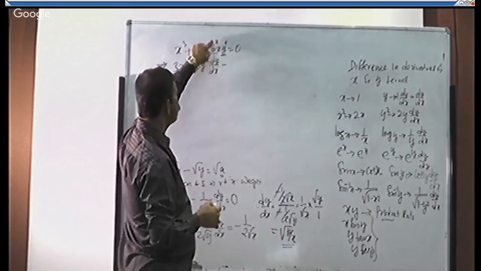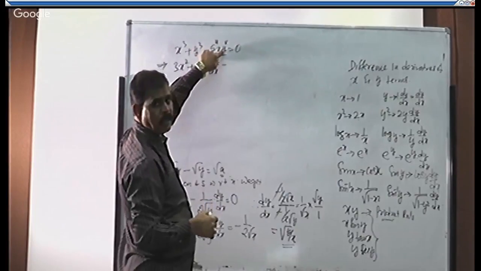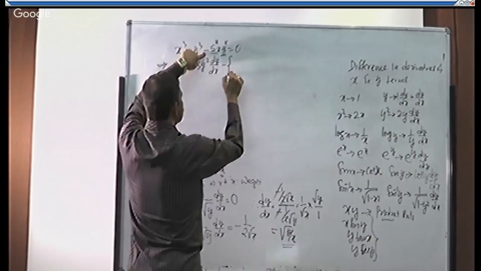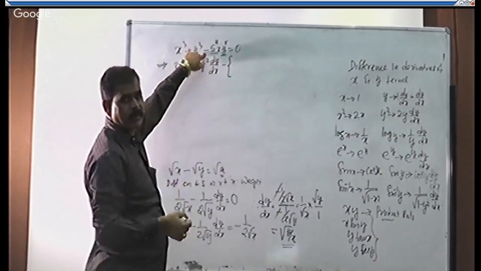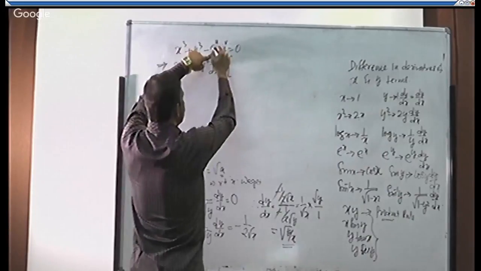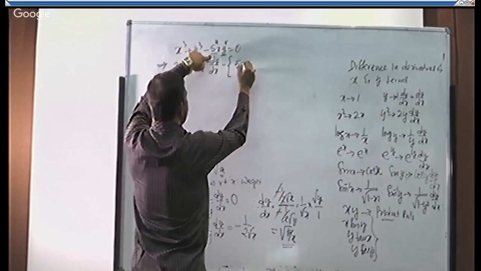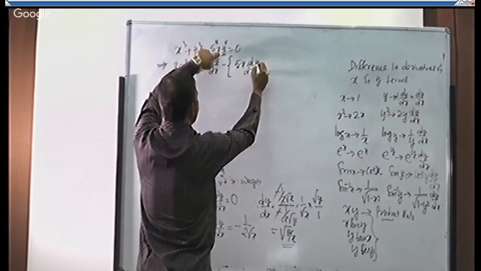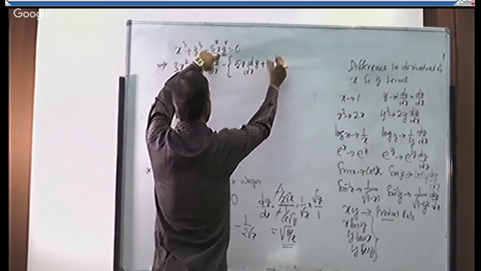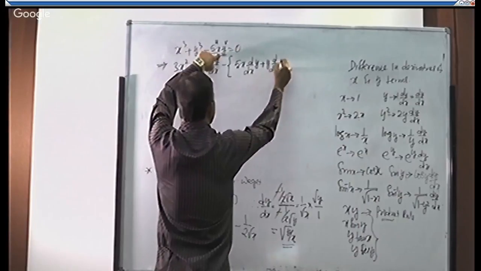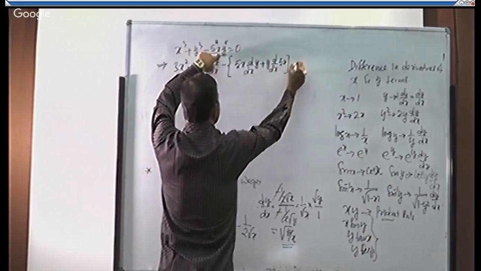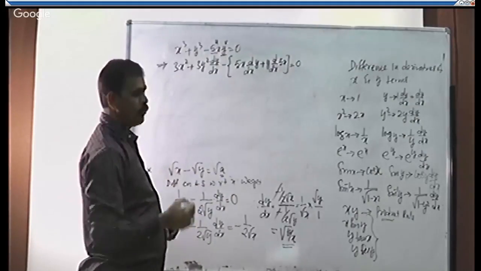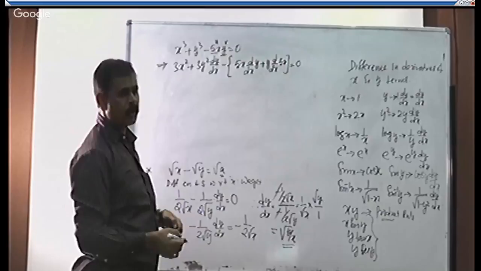Take 5x as u, y as v. Because of the minus sign, you put a bracket; otherwise it is not necessary. What the product rule says: u into d by dx of what? v. v is what? y. Plus y into d by dx of what? 5x is equal to 0. If x into y is there, you should use the product rule.